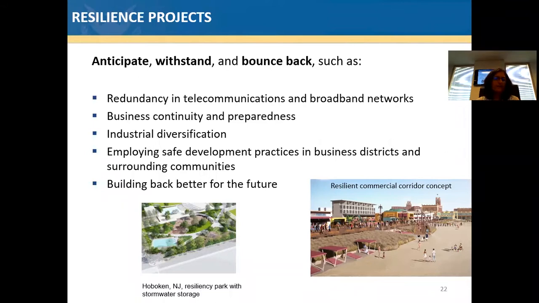The picture on the left is Hoboken, New Jersey, and that's a rendering of a resilience park that also includes a lot of stormwater storage. And on the right is a rendering of a resilient corridor in the New York, New Jersey area, and these are post-Hurricane Sandy.